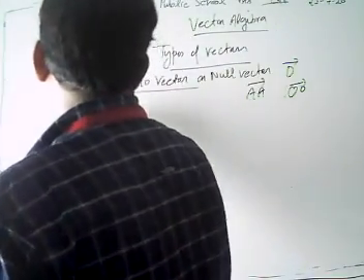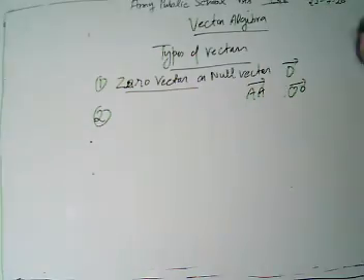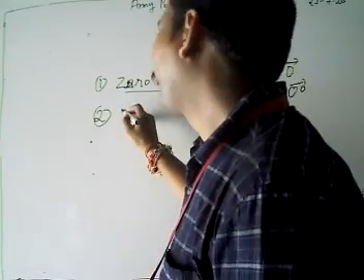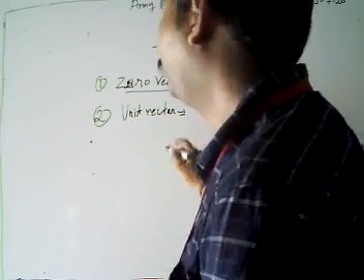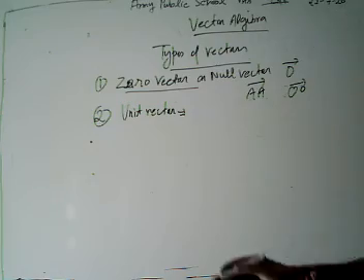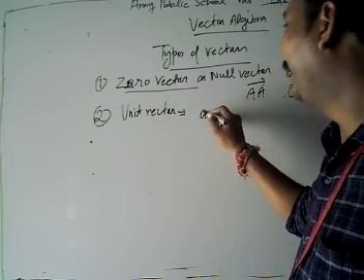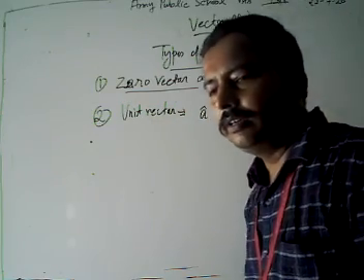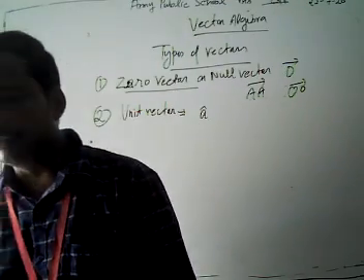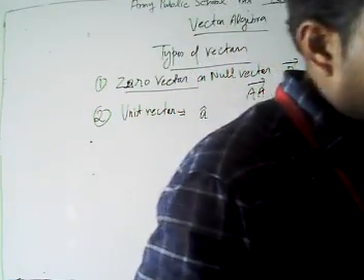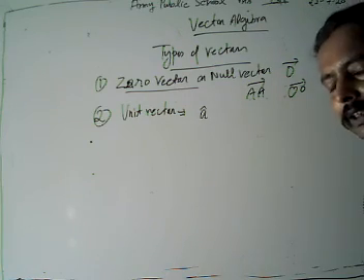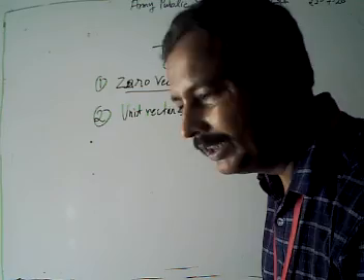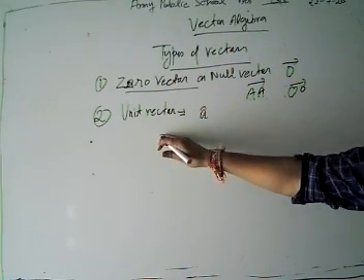Then what is next? Our next vector is the unit vector. What is our unit vector? Our unit vector is denoted by A cap. It's very easy to describe. Unit means a vector whose magnitude is unity. A vector whose magnitude is unity is known as a unit vector.